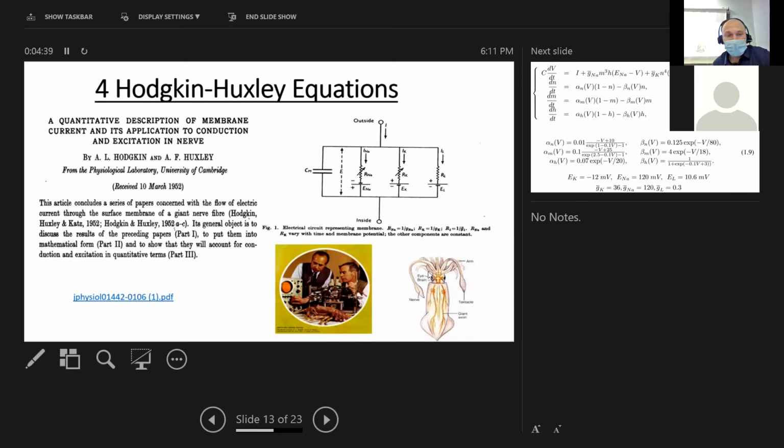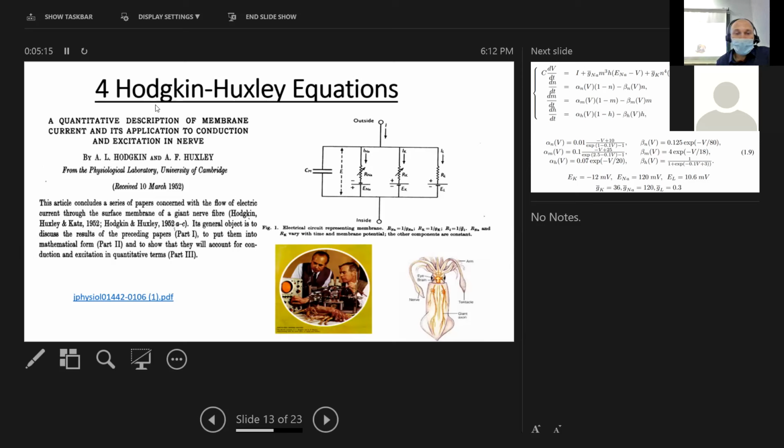All right. So this is their paper from 1952. It concludes a series of papers. You know that in the membrane of a cell, there are ionic currents that flow through the membrane. That's how your body works.